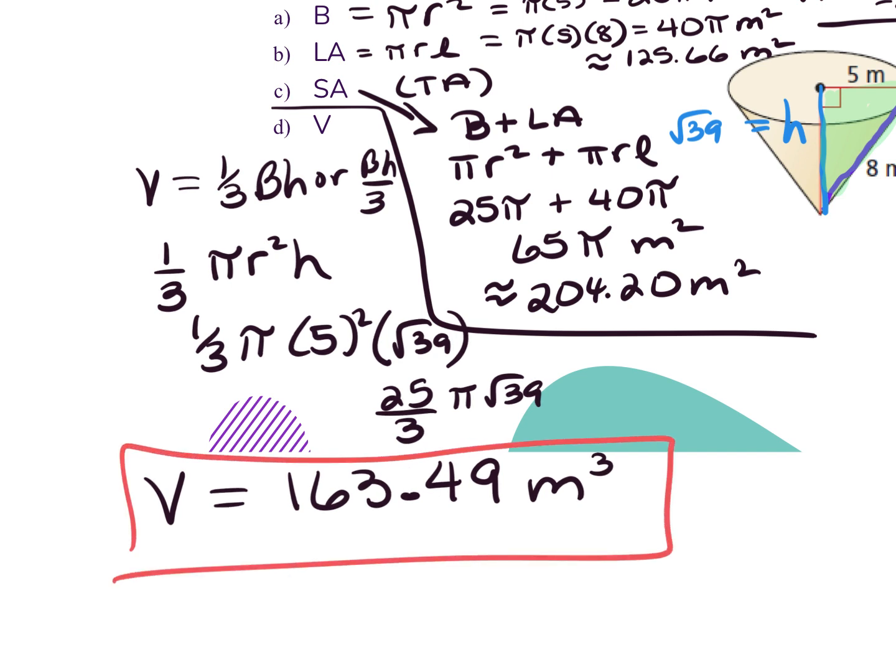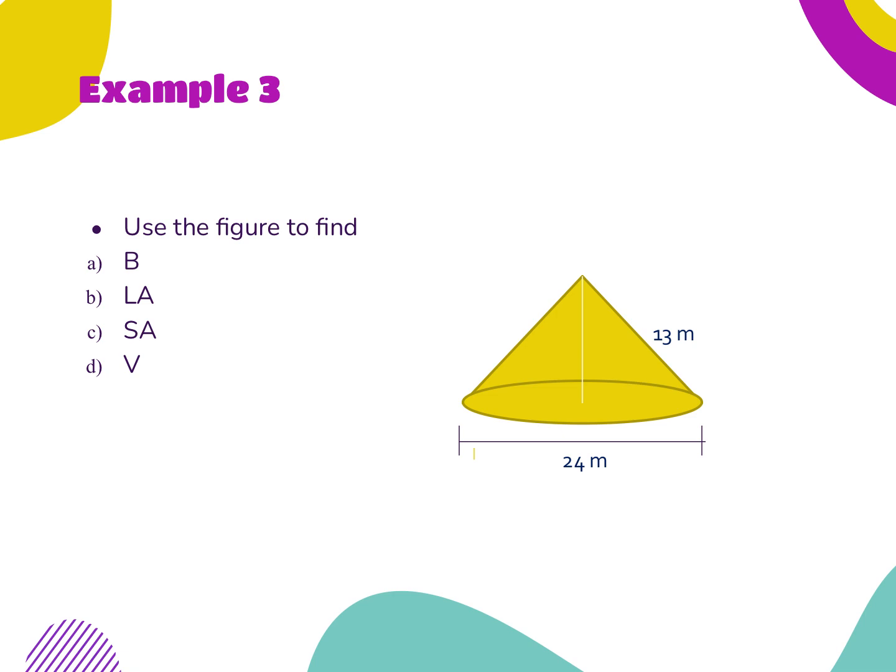Notice on this cone, they've given us a diameter. The 24 here is a diameter. So in order to do any of the formulas here, I need to turn this into a radius. So once I go ahead and divide that by 2, I can see my radius is going to be 12. And then the 13, again, is the slant height. It's the height going down the side. I need to find the height.